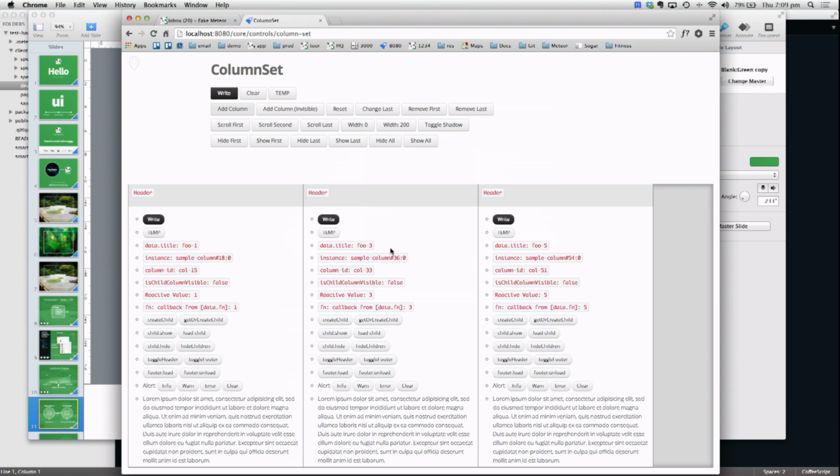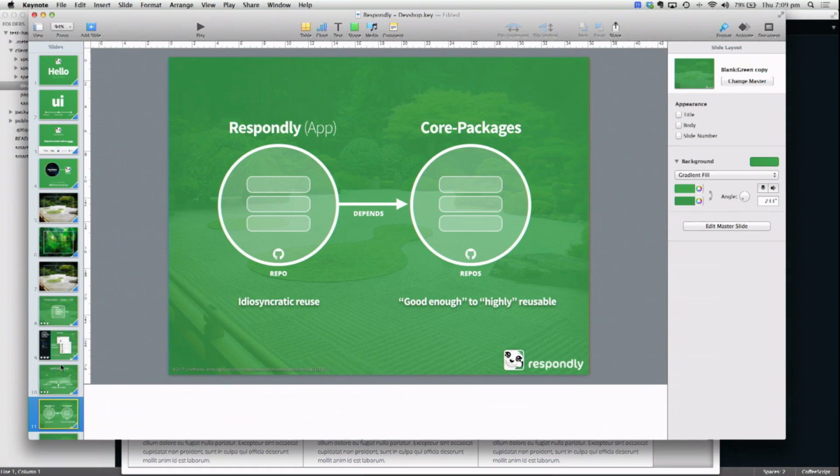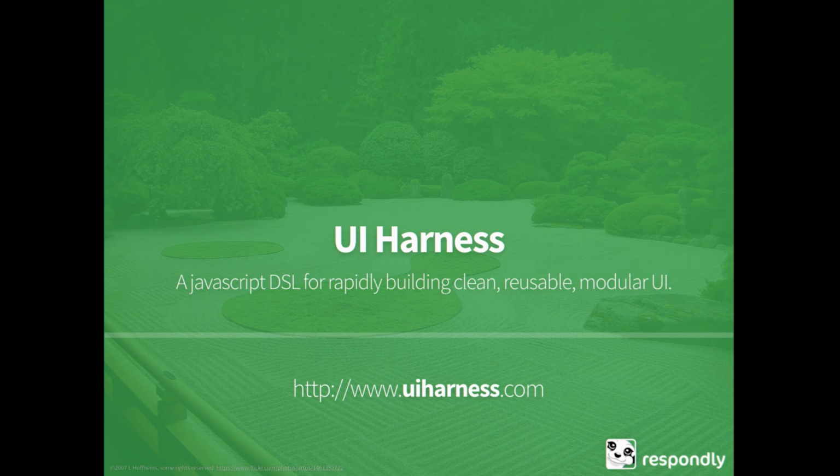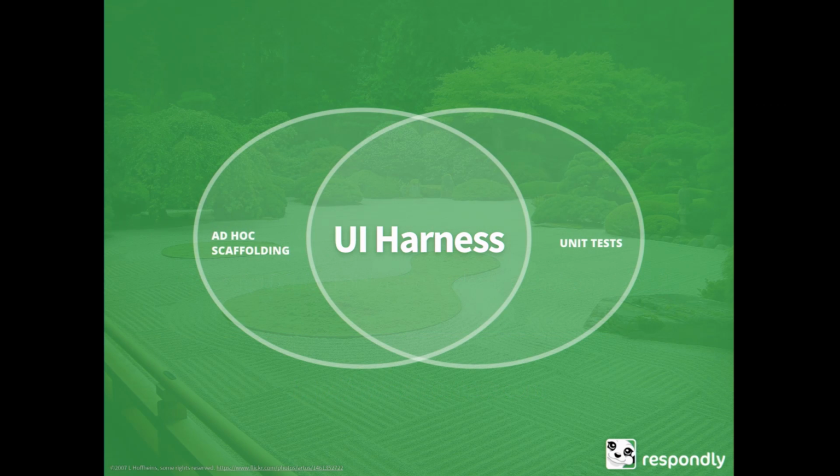And that's good. It's certainly better than not isolating a control and testing it, but it has some drawbacks, and this gets us up to where we're taking things now, which is the idea of a UI harness. It's a DSL that we're developing for rapidly building clean and reusable UI in a modular fashion.